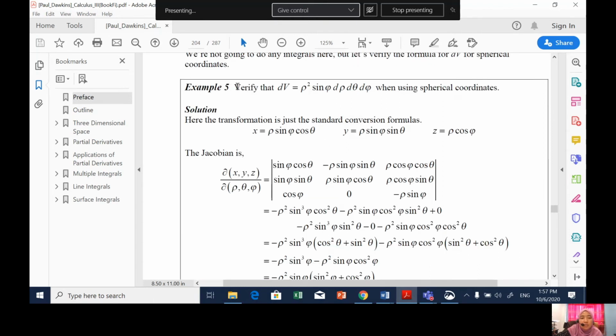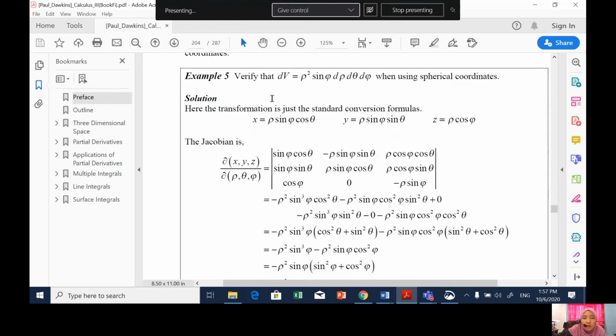Okay, example 5, this is actually a proving problem. Verify that dV is equal to rho squared sine phi d rho d theta d phi. So problem 5 actually is to prove. Okay, so we are supposed to use change of variable from spherical into Cartesian in 3D. Okay, this is a transformation.